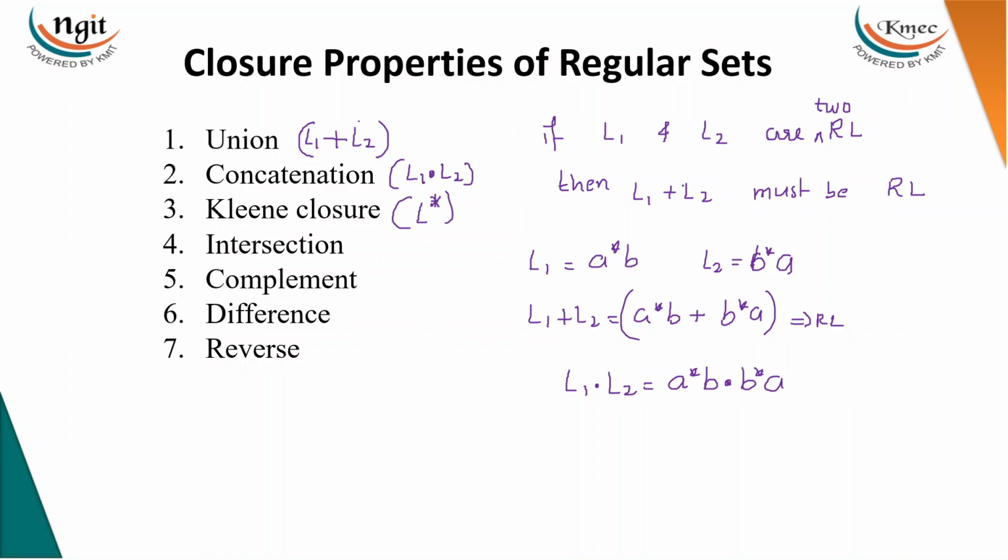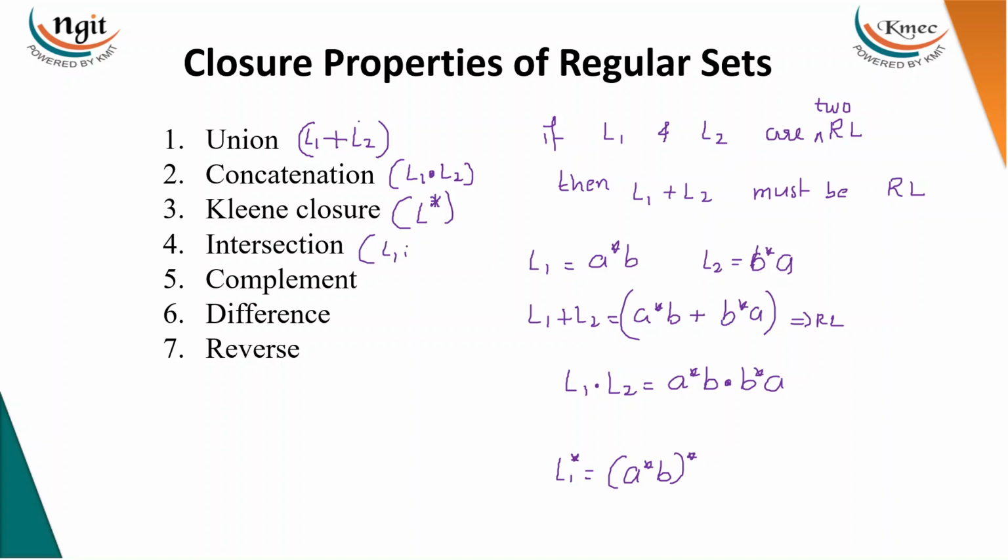If L1 is a regular language, it is said to be closed under Kleene closure, then L1 star must be regular. So (a star b) whole star, of course, is also regular. There is no problem with that.